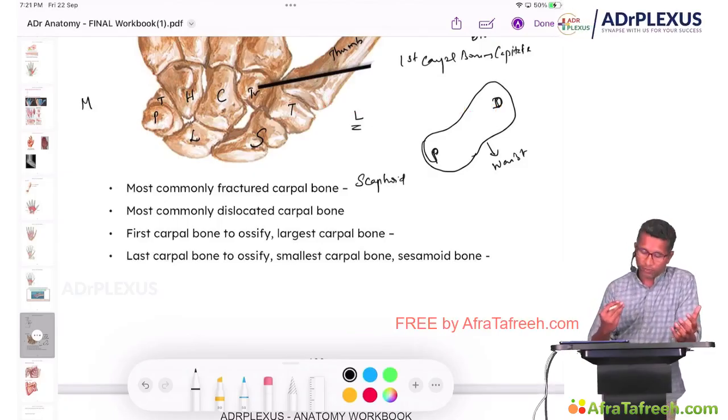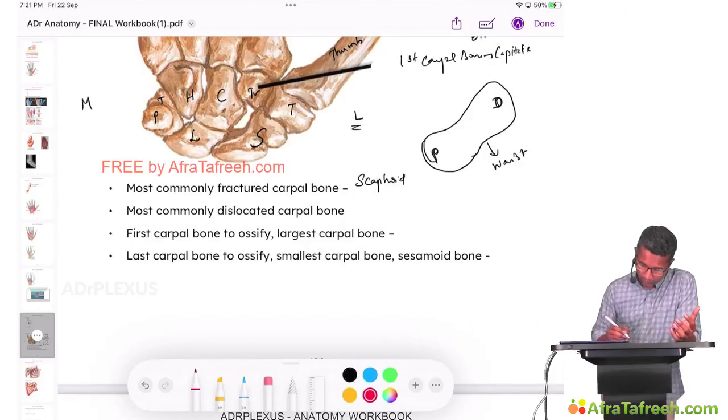If you take the scaphoid, there is an artery which runs close to the scaphoid bone. This artery is the radial artery.